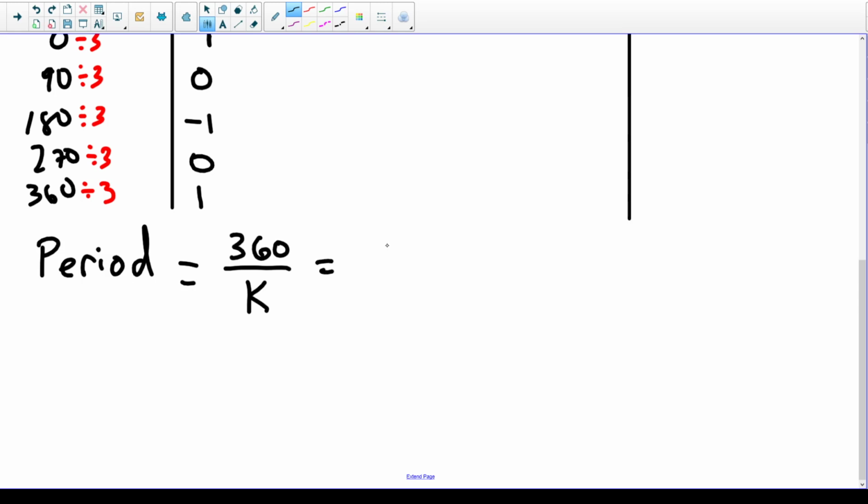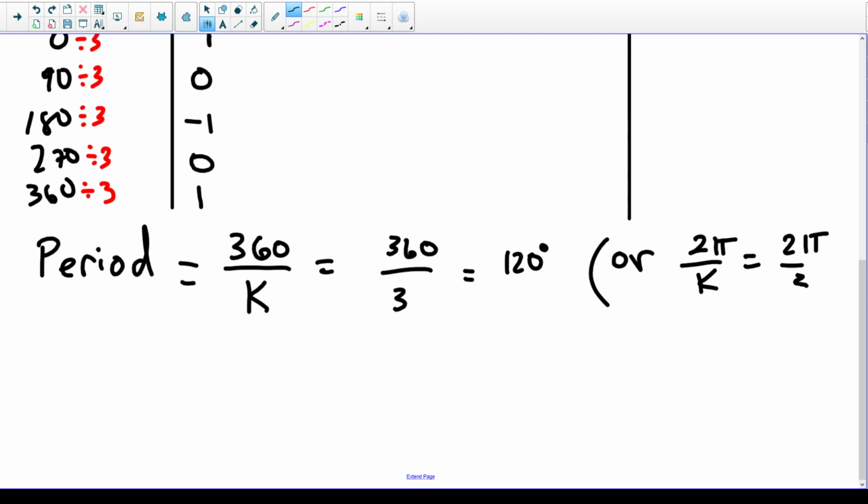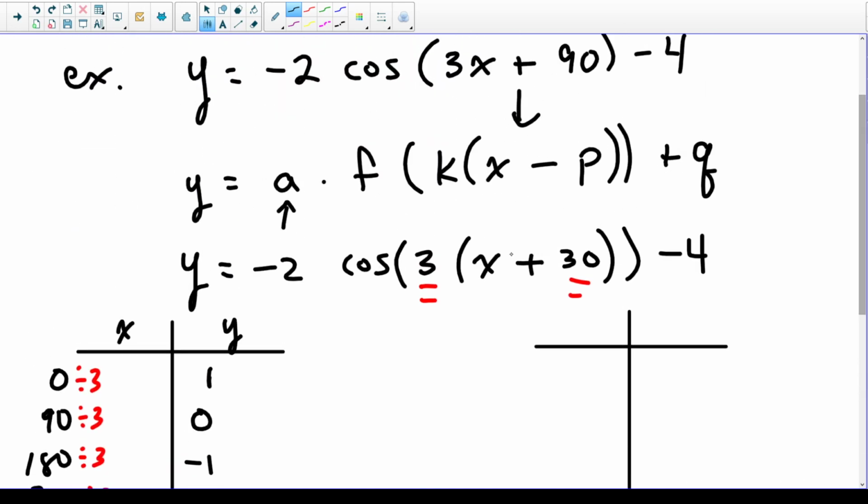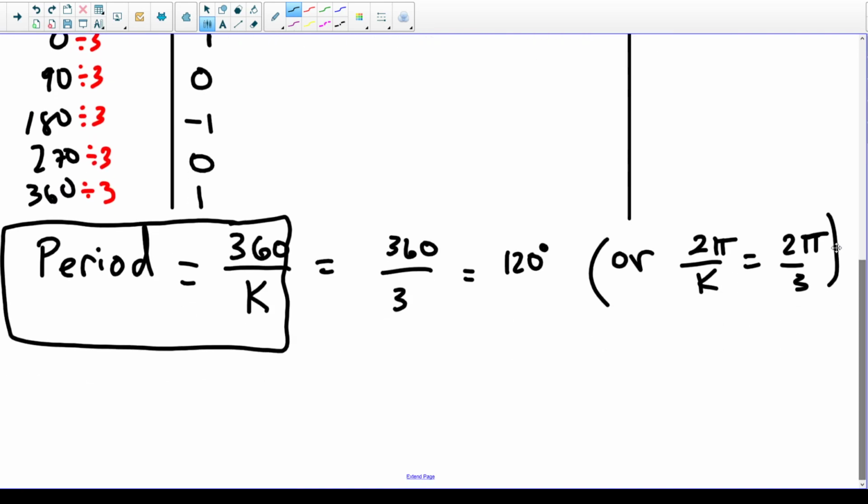So 360 divided by k will be 360 divided by 3 in this case, which is 120 degrees. Now, had this been in rads, it would have been 2 pi over k, which is 2 pi over 3 as your period. All right? So this is a new formula that you now need to know. If I'm asking you to calculate the period of the graph, you take your k value, which is 3, and you do 360 divided by that, or if you were in rads, you would do 2 pi divided by that.